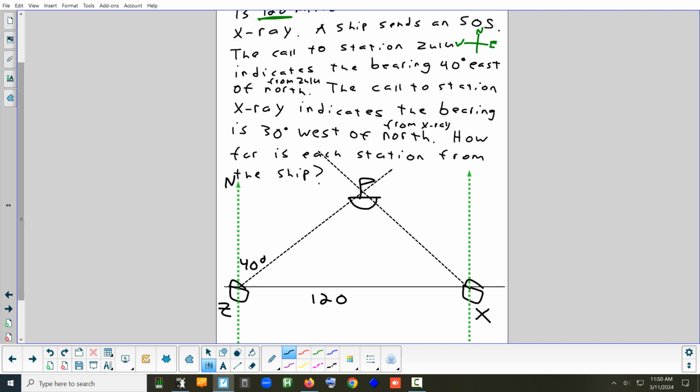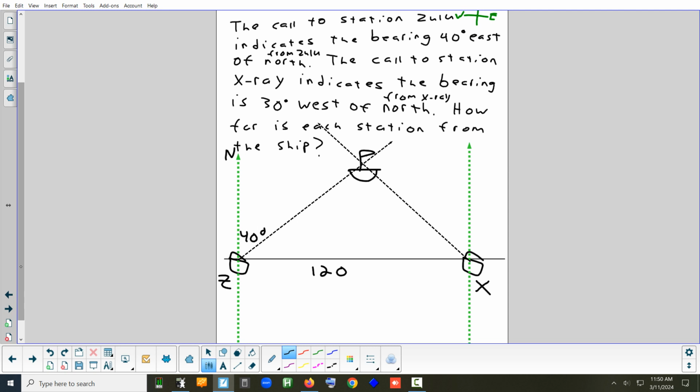Now the next station, for them, it's 30 degrees west of north. So where's the 30 degrees going to go for them? In between the two dotted lines? Yep, in between the two dotted lines. It's 30 degrees west of north.